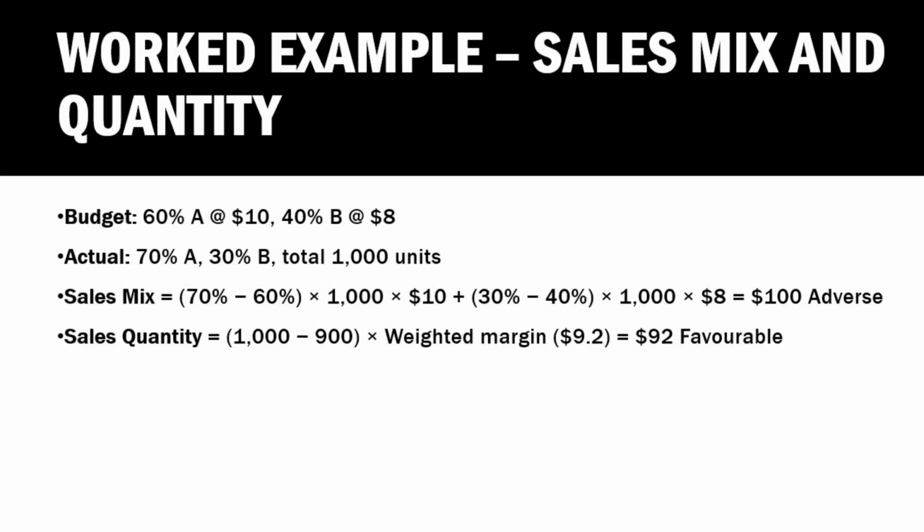Here is an example. The budget was 60% product A at $10 and 40% product B at $8. Actual sales were 70% A and 30% B, with 1,000 units sold. Sales mix variance equals $100 adverse. Sales quantity variance equals $92 favorable. This means total sales volume increased, but the mix shifted towards a lower margin product.